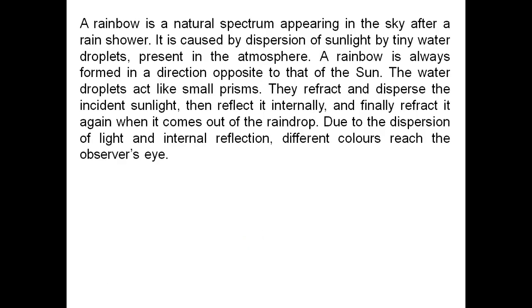So now we show it here. First the theory, and then some images. A rainbow is a natural spectrum appearing in the sky after a rain shower. It is caused by dispersion of sunlight by tiny water droplets present in the atmosphere. A rainbow is always formed in a direction opposite to that of the sun. It's a very important line for the exam. Again, a rainbow is always formed in a direction opposite to that of the sun.